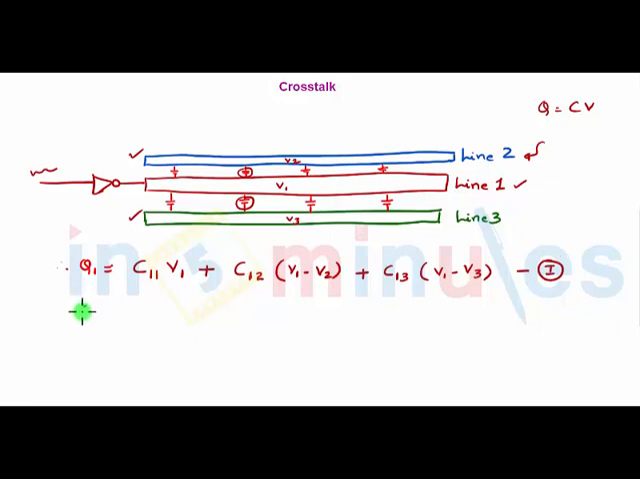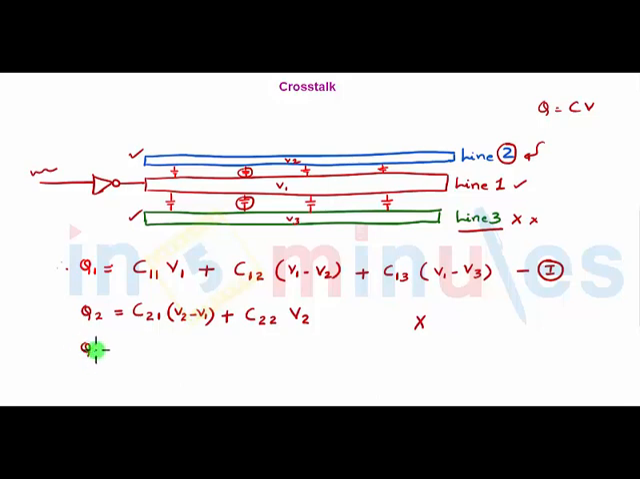Similarly, we can find for Q2 as well. So Q2 is line 2, it has no connection with line 3 if you see the diagram, so this term will not be present. It also has its own capacitance, which is nothing but the self capacitance of line 2, which will be C22, and its own voltage, which is V2, correct? And it is also getting affected by line 1, correct? So let's call the capacitance from line 2 to line 1 as C21, and the difference in voltage between line 2 and line 1, because we are considering line 2 right now, is going to be V2 minus V1.